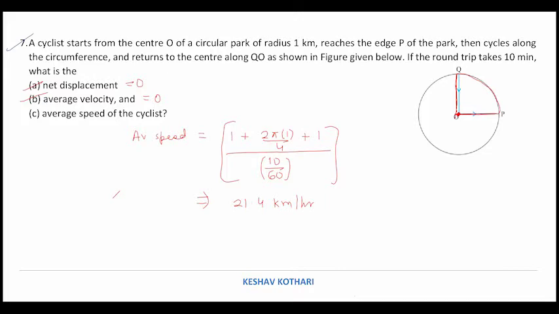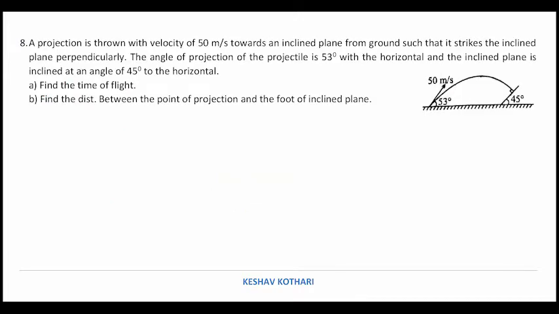Let us deal with the next problem. A particle is thrown with a velocity of 50 meter per second towards an inclined plane from the ground, such that it strikes the inclined plane perpendicularly. The angle of projection of the projectile is 53 degree with the horizontal, and the inclined plane is inclined at an angle of 45 degree to the horizontal. Find the time of flight. What is the distance between the point of projection and the foot of the inclined plane?